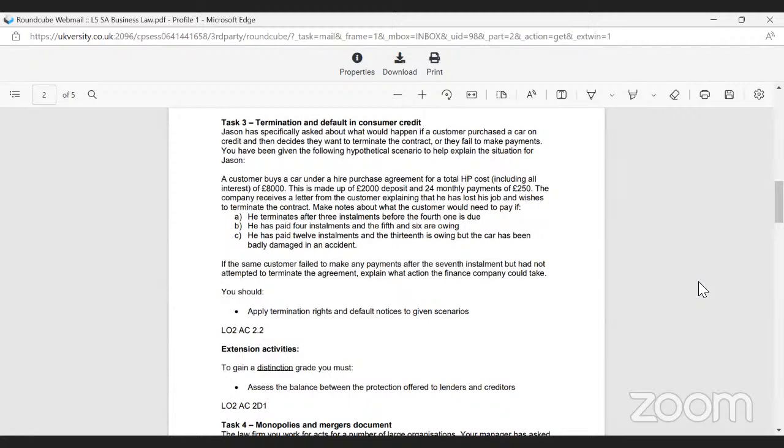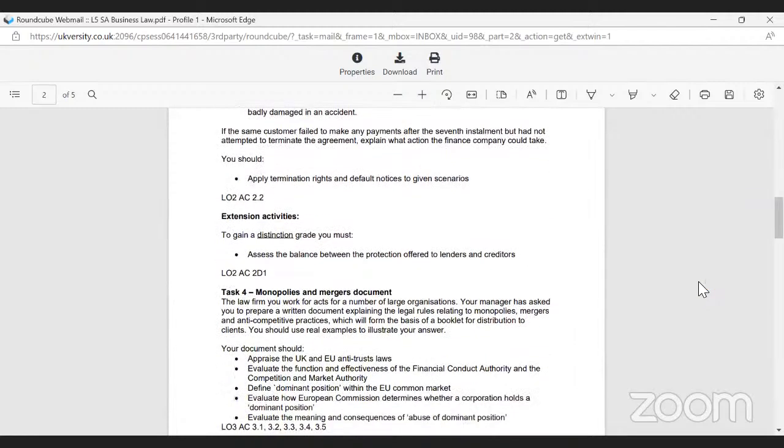To get a distinction, you must assess the balance between the protection offered to lenders and creditors. That's learning outcome 2D1, which means distinction 1. The headings on the PowerPoint slides will direct you to this. So just refer to learning outcome 2.2 for task 3 and 2D1 if you want to get a distinction.